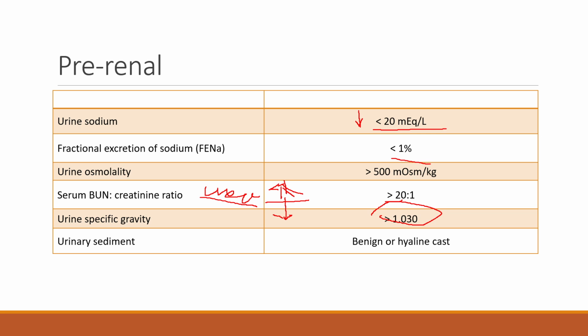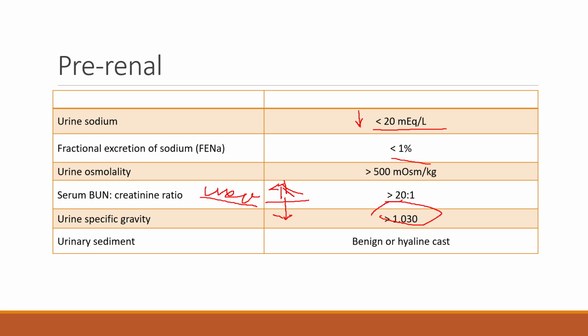And then still you have to look at the urine sediment. It's going to be benign or hyaline casts. So the hyaline casts are formed by the precipitation of mucoprotein in the renal tubule due to a low urine flow.